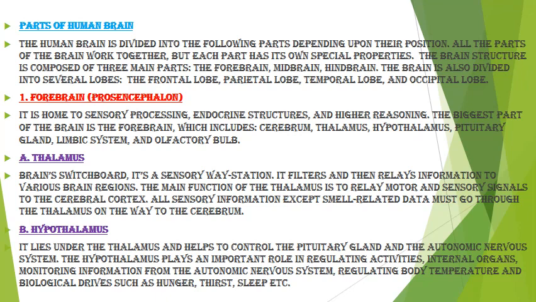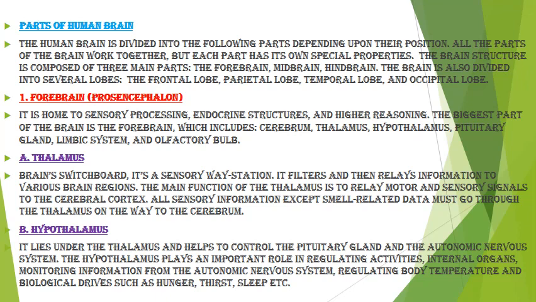Parts of the human brain. The human brain is divided into the following parts depending upon their position. All the parts of the brain work together, but each part has its own special properties. The brain structure is composed of three main parts: the forebrain, midbrain, and hindbrain. The brain is also divided into several lobes: the frontal lobe, parietal lobe, temporal lobe, and occipital lobe.